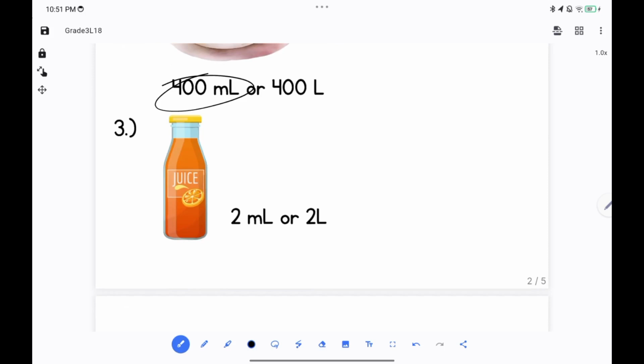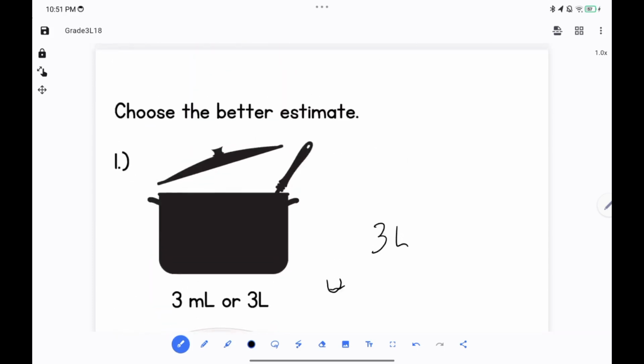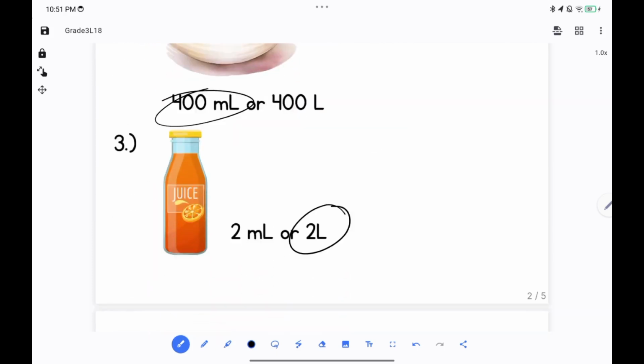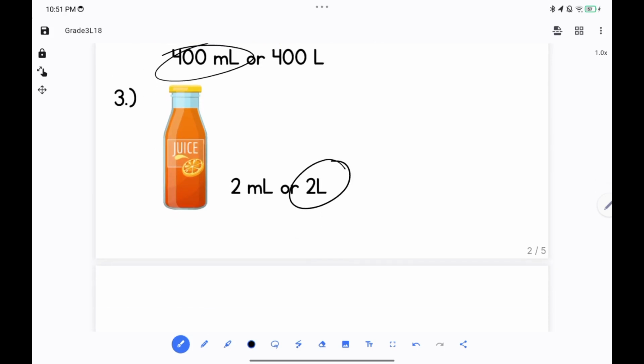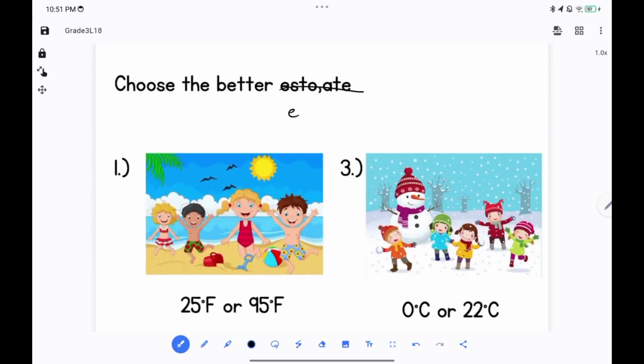2 milliliters or 2 liters? Honestly, I think it would be 2 liters. But even that seems a bit big. 2 milliliters would be about that much, by the way. Choose the better estimate.